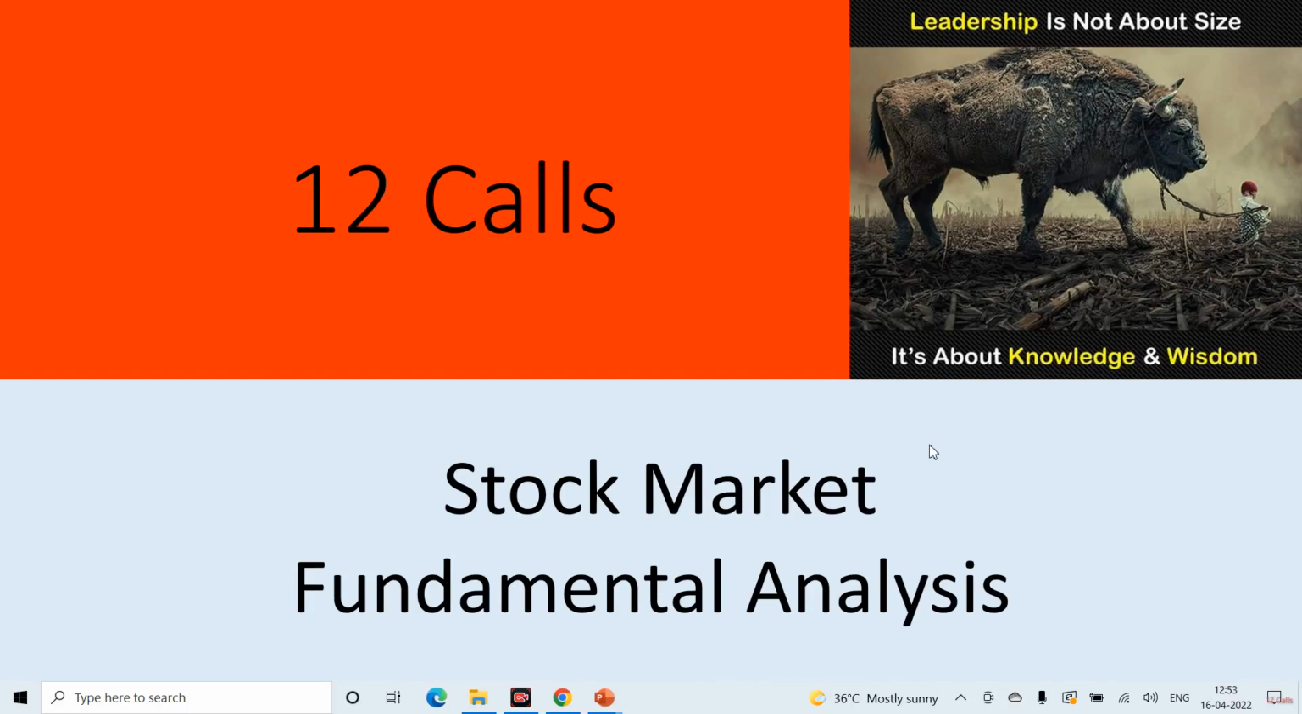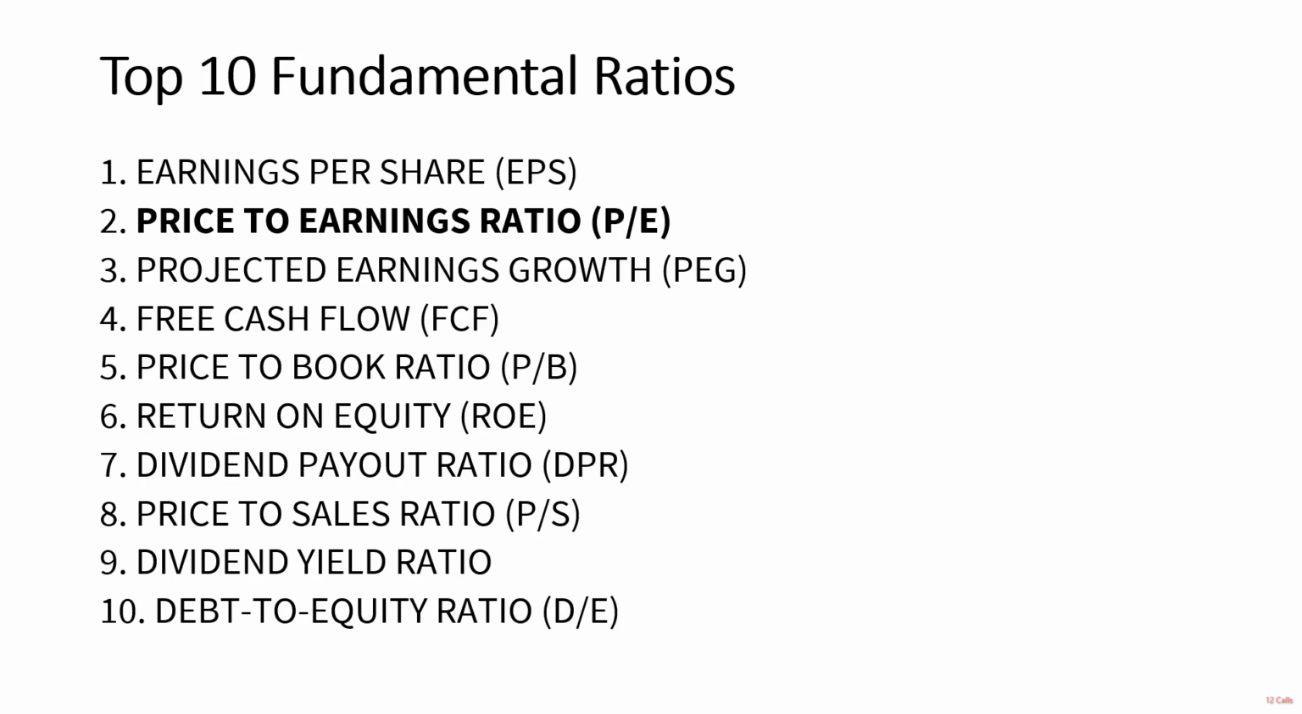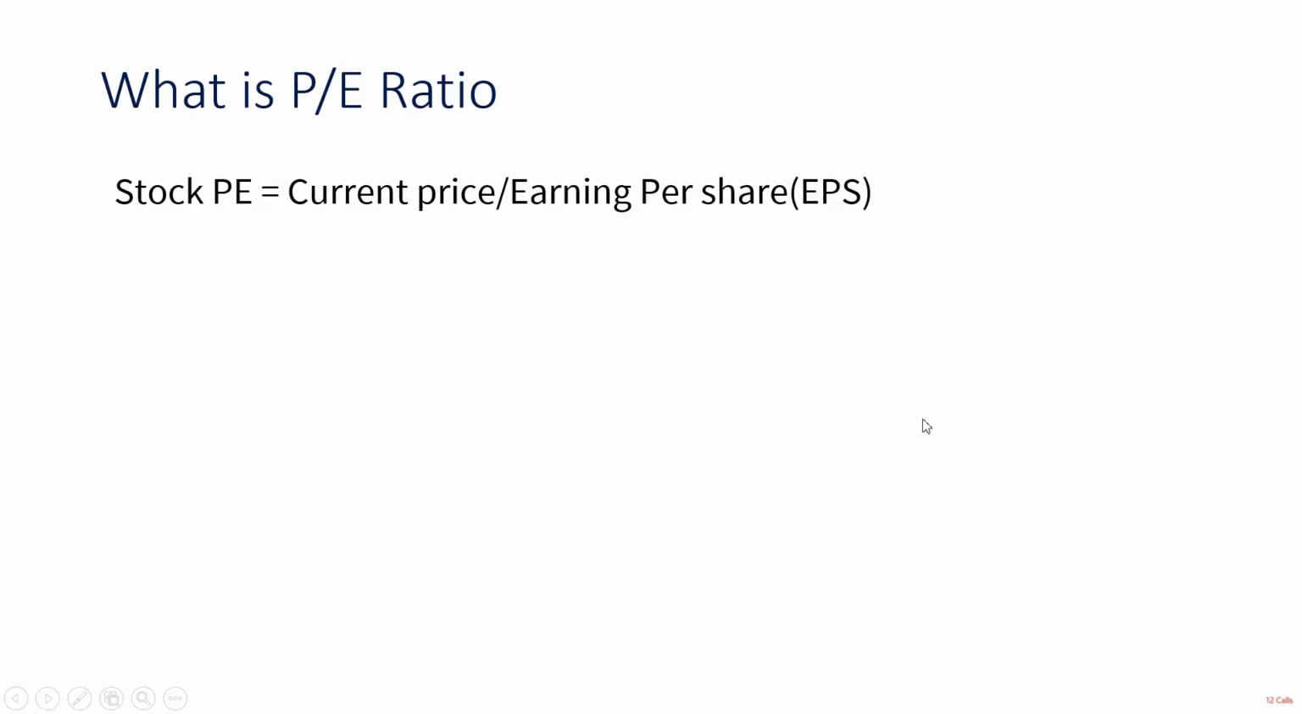So we are going through this series of fundamental analysis, and today we are planning to cover P by E, also known as price to earning ratio. So what is price to earning ratio? Price to earning ratio can be defined as current price of the stock divided by EPS, earning per share.